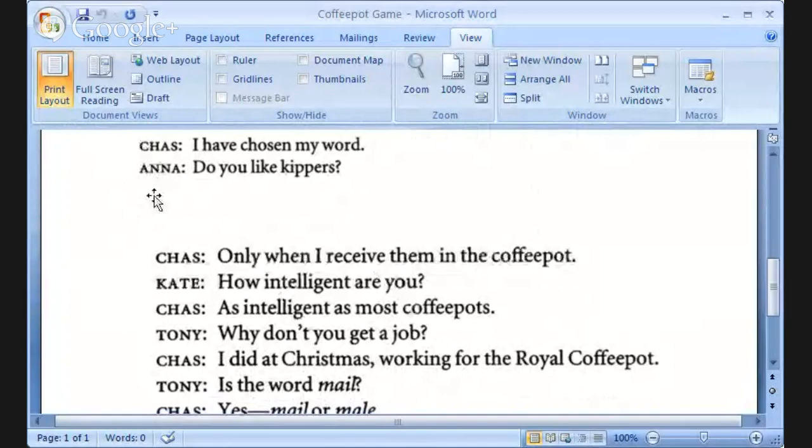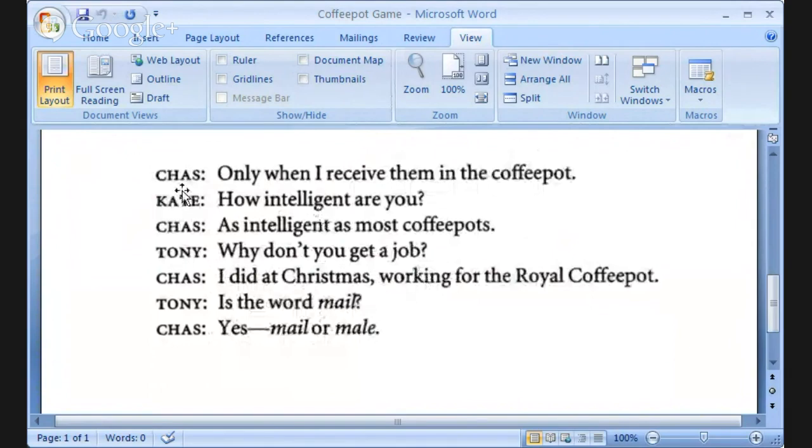say Charles is it. All right, Charles has chosen his word. And Anna asks, "Do you like kippers?" Charles responds, "Only when I receive them in the coffee pot." Kate asks, "How intelligent are you?" Charles answers, "As intelligent as most coffee pots." Tony asks, "Why don't you get a job?" "I did at Christmas, working for the Royal Coffee Pot." And then Tony guesses the word male.